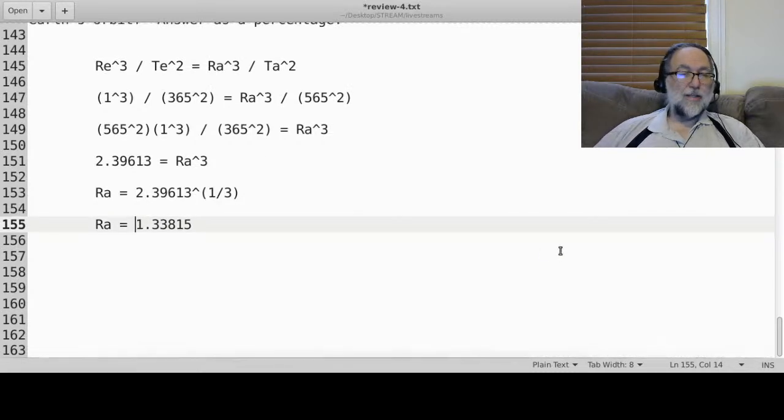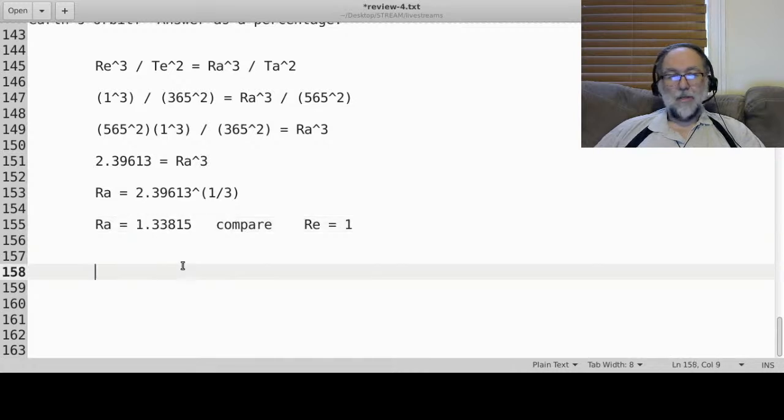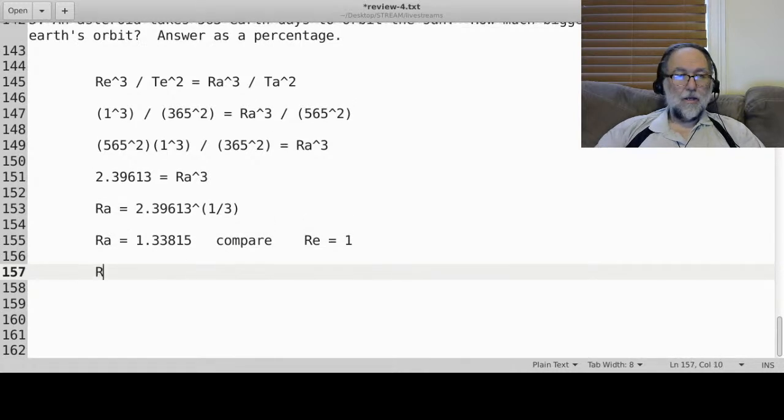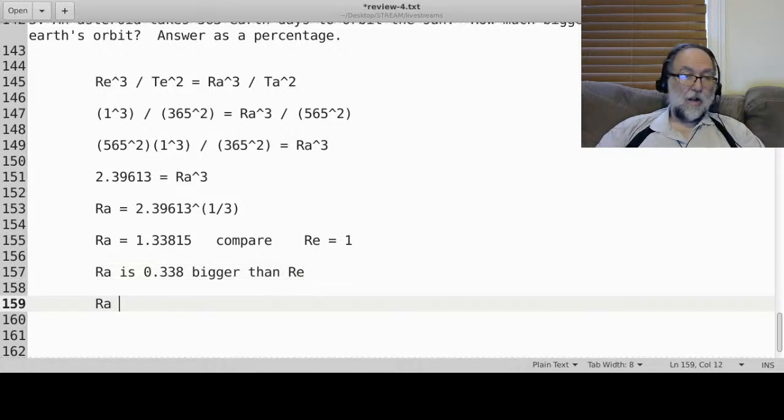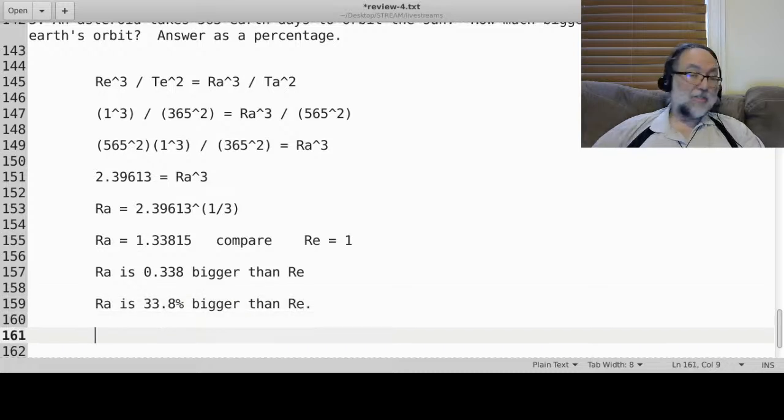is equal to that. Now, what is this number? Well, this number you want to compare to the radius of the Earth, and the radius of the Earth we said was 1. So that's what we're doing. We just said, you know what, all we want is a comparison. So you say, well, how much bigger is that one? So RA is 0.338 bigger than RE. Or as a percentage, you could say that RA is 33.8% bigger than RE. Okay, and that answers the question.